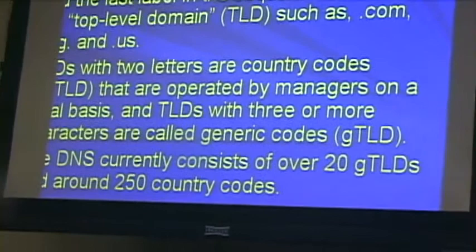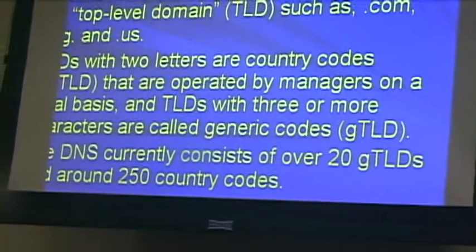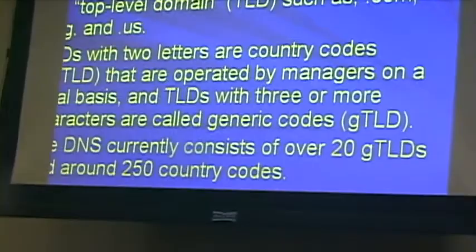The DNS, which of course is the domain name system, currently consists of over 20 generic codes and around 250 country codes. Something that is becoming much better known is ICANN, the Internet Corporation for Assigned Names and Numbers. It's a globally recognized private-public partnership that is responsible for the coordination of domain names worldwide. And there are members from all over the world, and sometimes you'll be at a rally and somebody will say they're an ICANN member and they can't talk to you because they're looking at your city. It's kind of a good combination of public and private sector individuals.